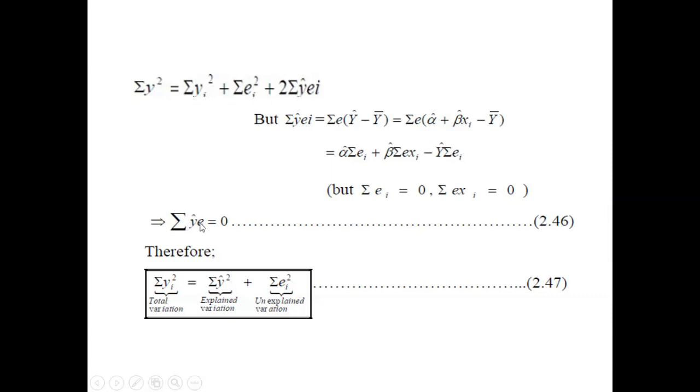Therefore the summation of y times the error term is equal to 0. Therefore the total variation is equivalent to the explained variation plus the unexplained variation.